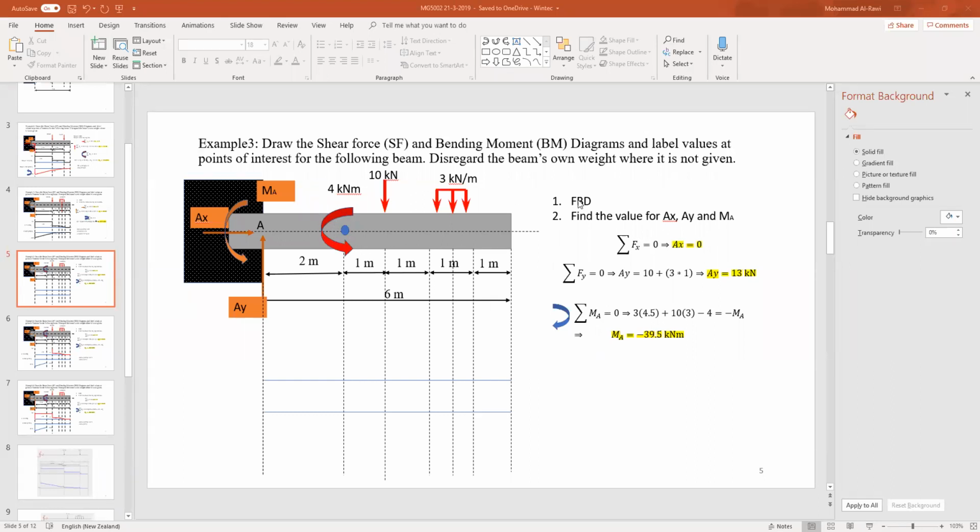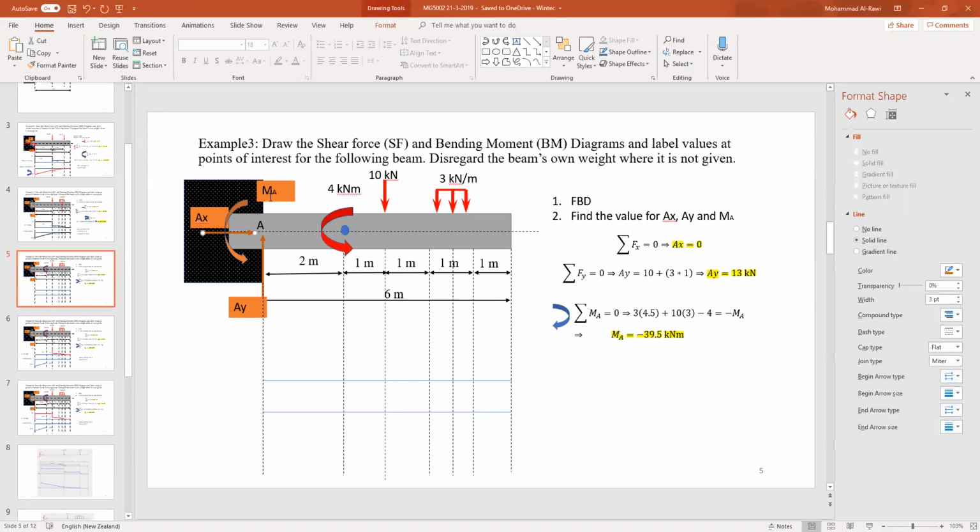So step 1, free body diagram. You show the AY and AX and the moment MA. Summation of forces in the X direction, AX equals 0. Summation of forces in the Y direction, AY equals 13 kilonewtons. And then moment MA, because we are assuming clockwise is positive, the moment rotating in the opposite direction will be minus 39.5 kilonewton meters.